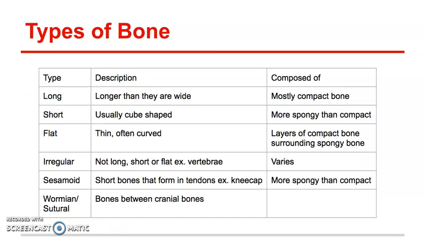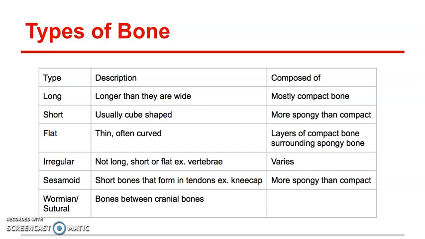Most of the bones that we think of when we hear the word bone are long bones. They are longer than they are wide. They make up things like our arms and our legs, our fingers. Short bones are more cube-shaped, so the bones of our wrists and our ankles are short bones. We have flat bones that are thin, often curved, so our clavicle, our shoulder blade, those are both some good examples of flat bones. We have irregular bones, not long, not short, not flat.